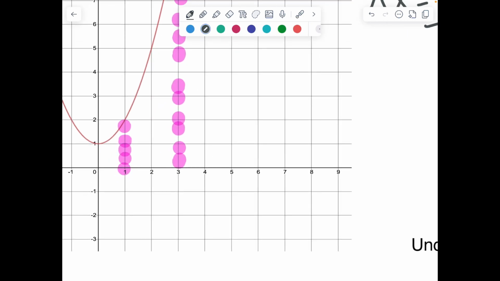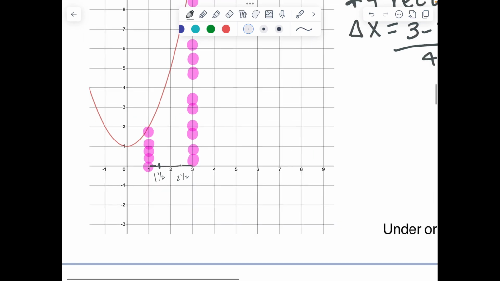So if I have 4 rectangles, each with width 1/2, I'm going to make this a little smaller, but this is 1/2, right? So this is going to be 1 rectangle right here. Another rectangle is going to go from here, and then this is 2.5. And sorry, this should say 1.5. So I have 1 rectangle, 2 rectangles, 3 rectangles, 4 rectangles, okay? So those are my 4 rectangles. Now I'm going to draw them.